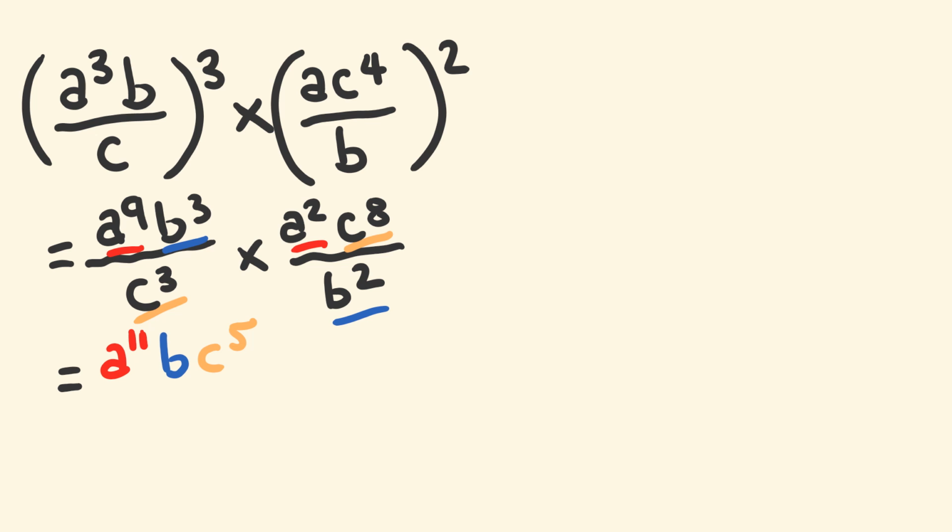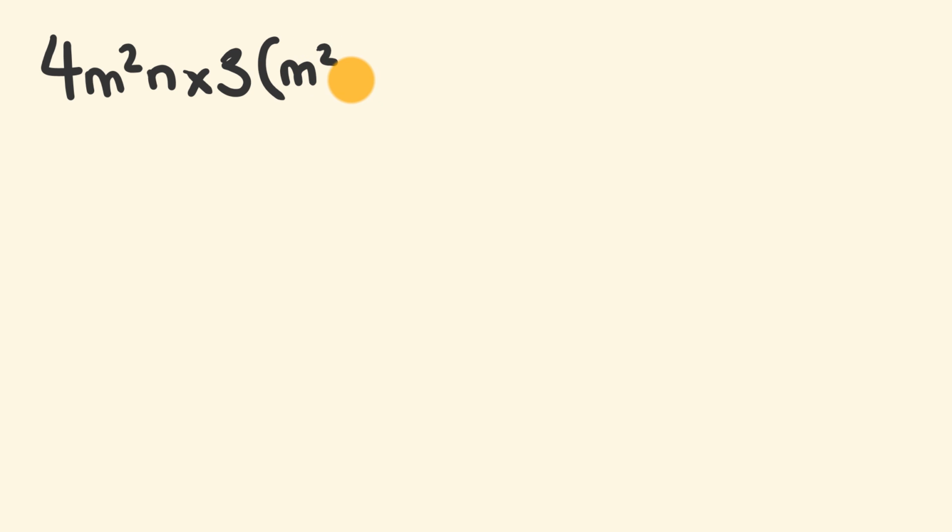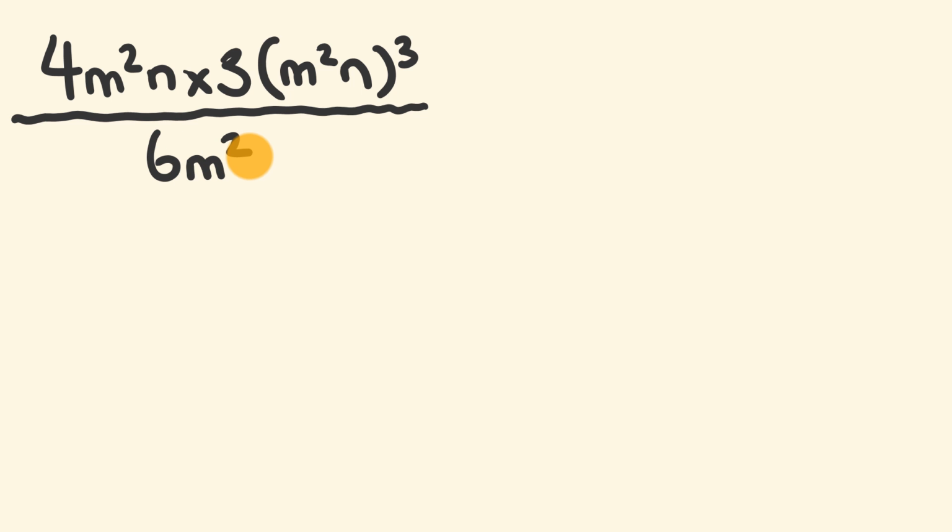What about one more hard one here? So for our final index law question, let's go 4m squared n, and that's going to be multiplied by 3. We'll open brackets, call that m squared with an n there, and we'll raise that, close brackets, to the power of 3. And that will all go over the top of 6m squared. And what about an n there as well, just to round that off. Now go through and try to solve this using all those different index laws.